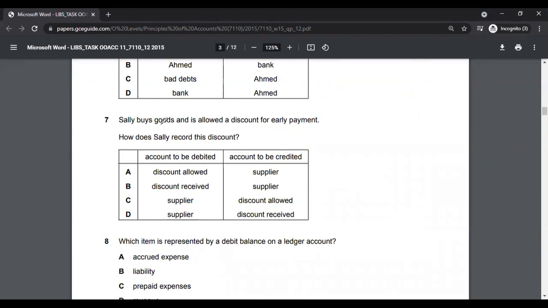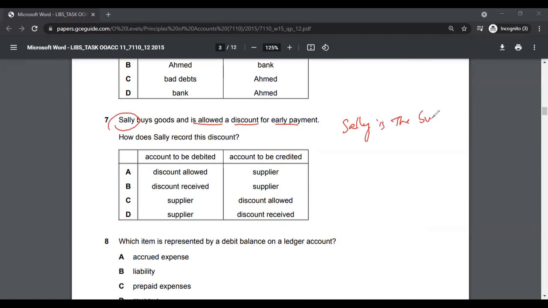Multiple choice 7. Sally buys goods and is allowed a discount for early payment. So Sally is the buyer and is allowed discount. Now don't get confused with discount allowed here. Sally is allowed discount, which basically means discount is received by Sally. There would be these little English tricks to confuse you, so do not confuse this word allowed with discount allowed. Sally is not being allowed; Sally is being allowed a discount. In other words, Sally is receiving discount.